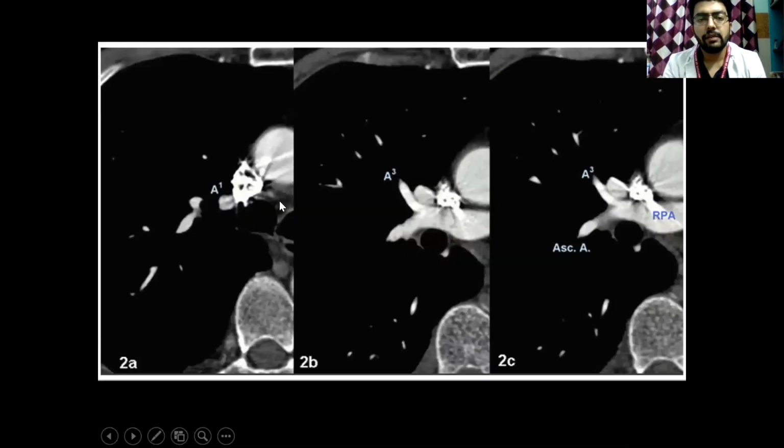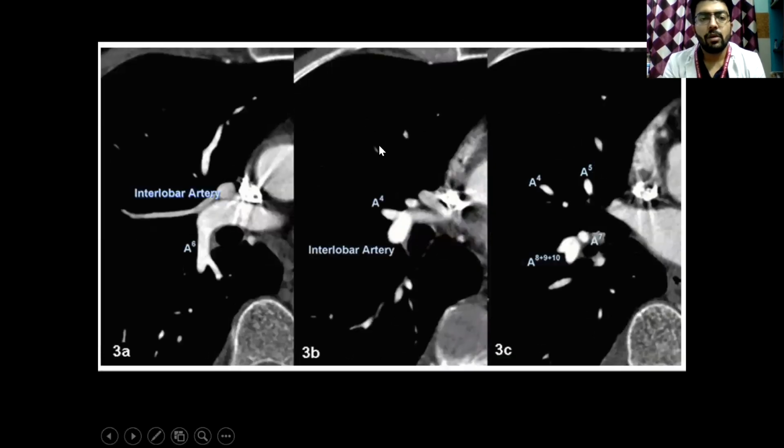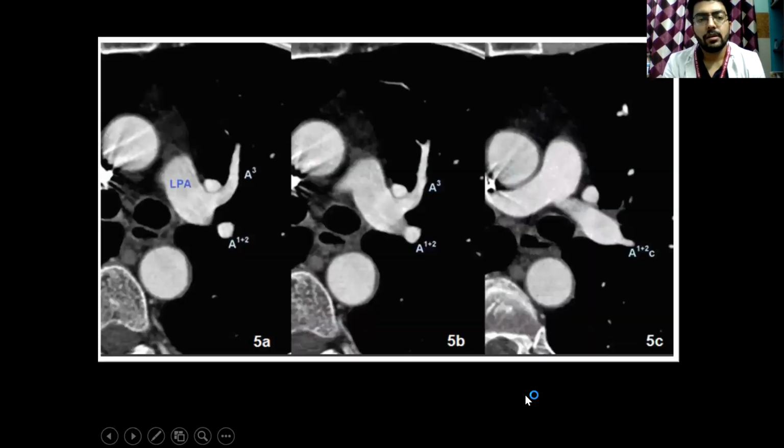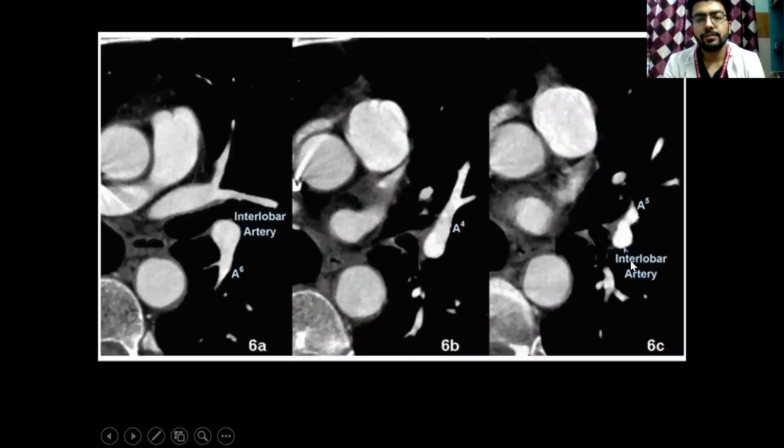This is the A1, A3 ascending artery, interlobar artery, A6 branch, A4 interlobar artery, A4, A5, A8, 9, 10, and A7. This is the A7, A8, A9, 10 arteries. This is the left pulmonary artery, A3 branch, A1, 2 branch. This is A1, 2 branch, A3 branch, A1, 2 branch.